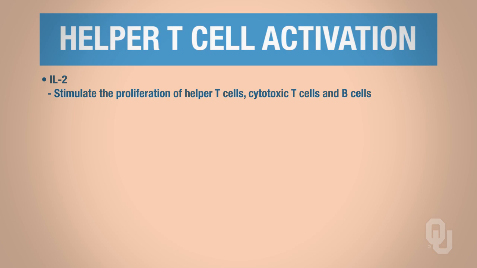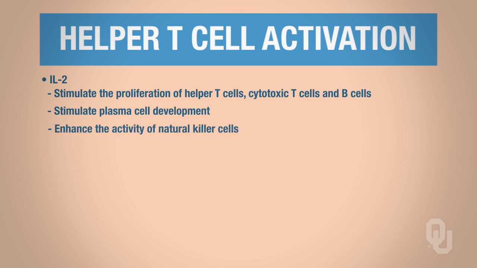IL-2, which is interleukin 2, also stimulates plasma cell development. Because remember, if you produce plasma cells, you can go on to produce antibodies. And when helper T cells secrete interleukin 2, that also enhances the activity of natural killer cells. Realize that when we keep talking about these cytokines, interleukin 2, IL-2, is an example of a cytokine. So it's an example of a ligand or a chemical messenger that only ever travels through interstitial fluid.